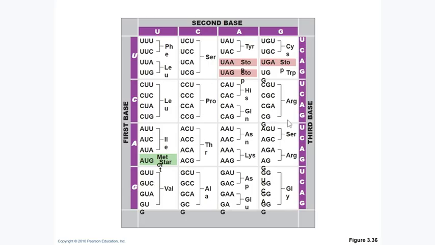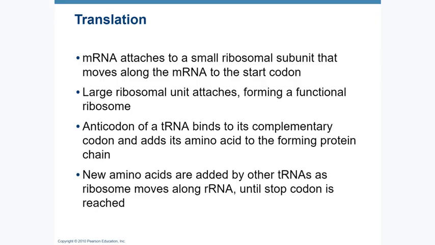So this is the chart we use for our 3 base pairs. Base 1 is the first letter, U, second letter, U, third letter, U. And we can figure out which amino acid it is. So what happens in this?